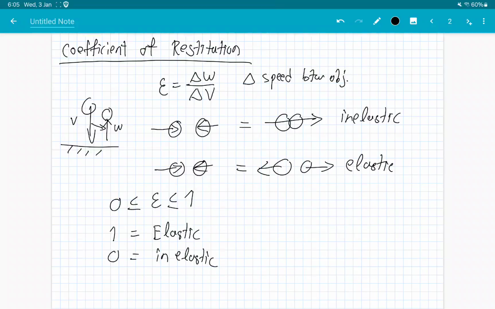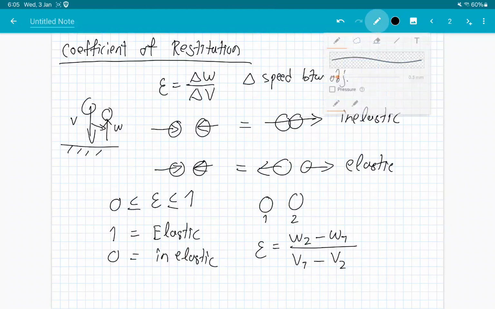So let's say you have an object traveling at its individual speed, call this object 1 and object 2. The formula for restitution is always equal to the speed of object 2 after collision minus the speed of object 1 after collision, over the initial velocity of object 1 minus the initial velocity of object 2. So always remember, try not to confuse yourself with this. It's always opposite.